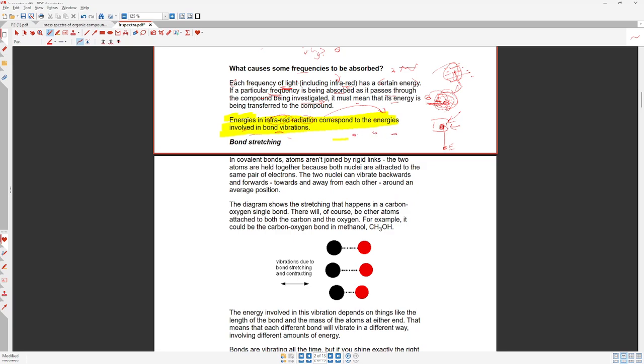So when you have bonds between the atoms of your organic compound, or even any element that you're shooting infrared into, that has bonds, and now that we're shooting energy into it, they're going to start vibrating. So it corresponds to that.